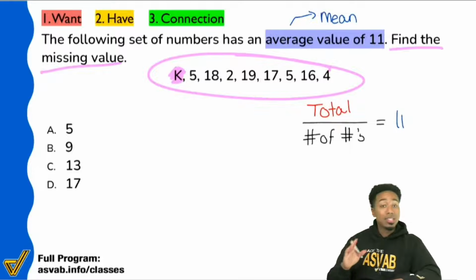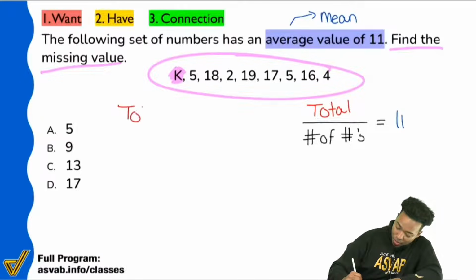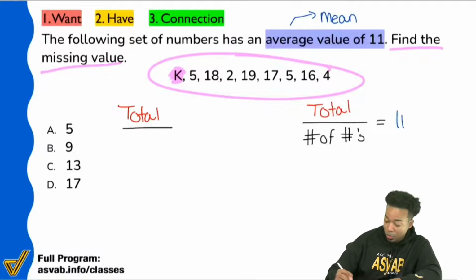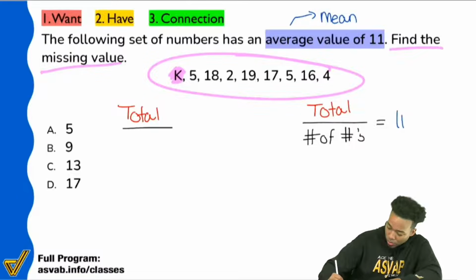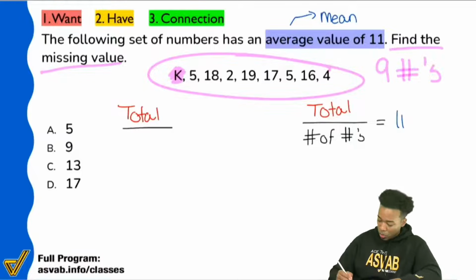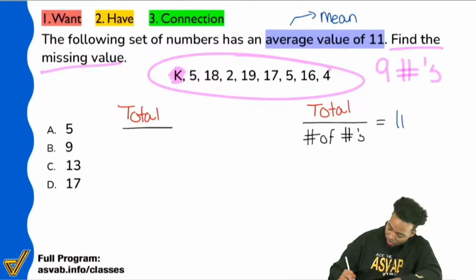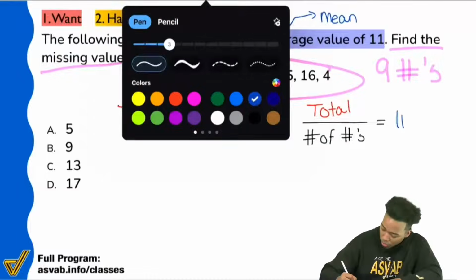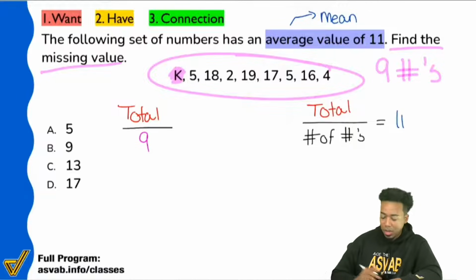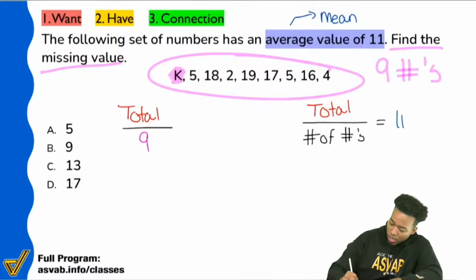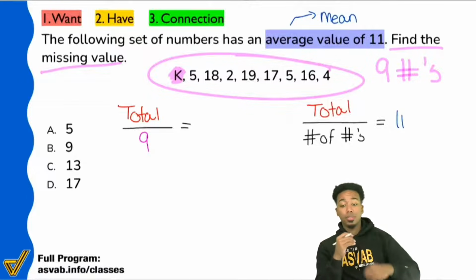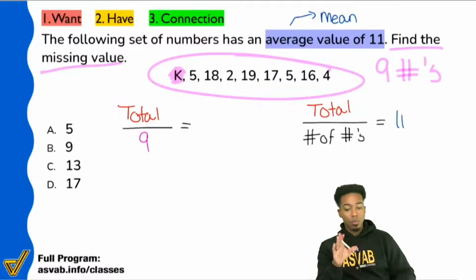Before we continue, everybody, does that make sense? We would have the total divided by the number of numbers, which they don't tell us, but if we count, we have 1, 2, 3, 4, 5, 6, 7, 8, 9 numbers. Does everyone agree that we have 9 numbers? Okay, so cool. We'll divide that by 9 numbers. 9 right there. And what did they tell us the average value or the mean was? Cool. We got 11.